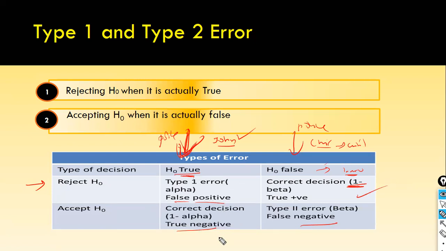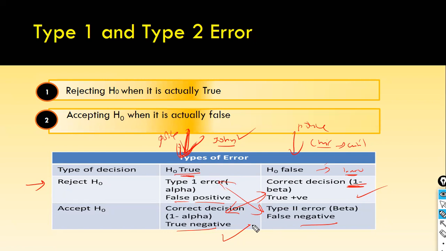And if you look at here, in this case, he is actually a good person. You are accepting the null hypothesis. You made the correct decision. If you look at this diagonal, you have taken the correct decision. In this diagonal, you made the wrong decision.